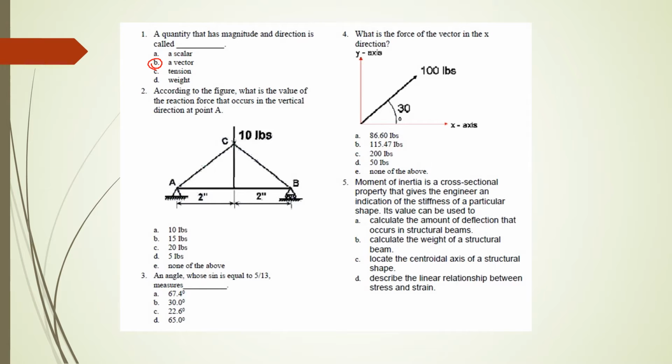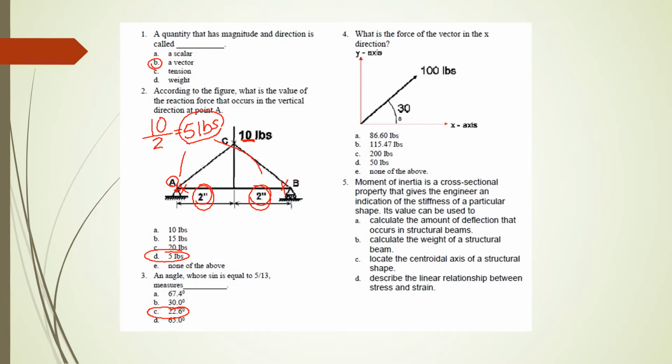According to the figure, what's the value of the reaction force that occurs in the vertical direction at point A? So we're trying to find what pressure is pushing down right here. Now, since these two dimensions are the same, you can safely assume that this 10 pounds is going to be divided equally between the two sides. So this side and this side. The 10 divided by 2 is going to equal 5 pounds. So 5 pounds here, 5 pounds here, 5 pounds. The sine of 5/13 is equal to 22.6 degrees.